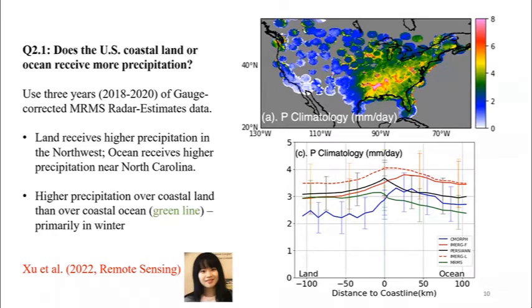We suddenly realized something everybody knows. That is, the radar over coastal region would cover both the land and the ocean. Extremely simple idea. Suddenly we realized we can use the US National Radar Network to address the precipitation over ocean versus over land. Instead of 1 month from field campaign, we use 3 years of data from gauge corrected MRMS radar estimate of precipitation. And the climatology is presented in the top panel using high quality data.